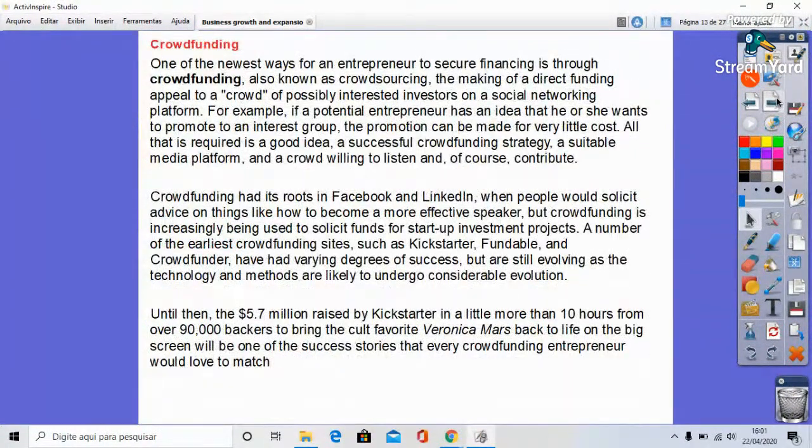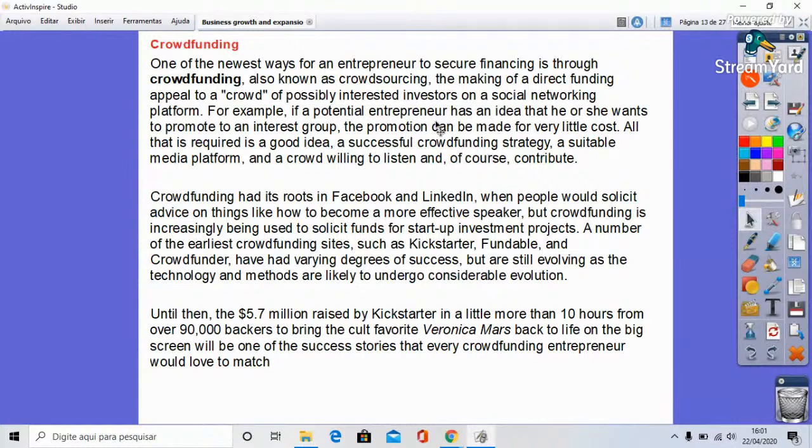Okay, let's see what else we have. We have crowdfunding. One of the newest ways for an entrepreneur to secure financing is through crowdfunding. It's also known as crowdsourcing, sorry. It's the making of a direct funding appeal to a crowd of possibly interested investors on social networking. This happens a lot on social networking.